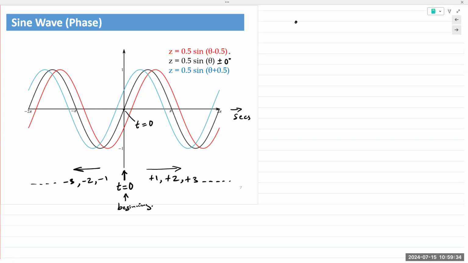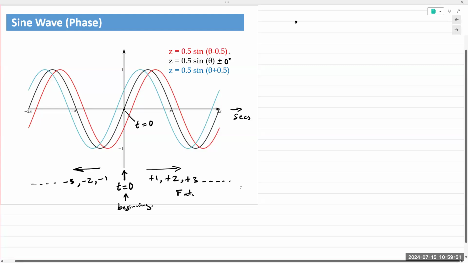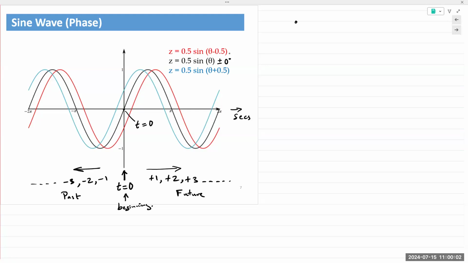It's going to come in the future, right? So t is equal to 0 is when we begin our analysis. +1 is the moment that is going to come after our analysis. So everything on the right is the future. Everything on the left is the past. Does that make sense? +1, +2, +3, everything on the right, meaning it is yet to come.